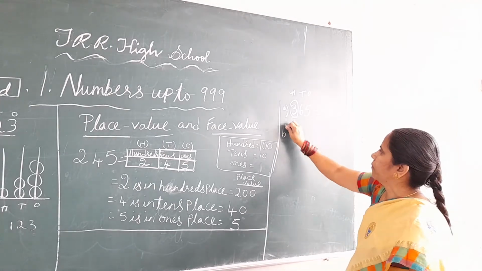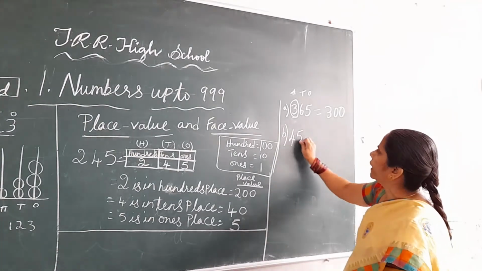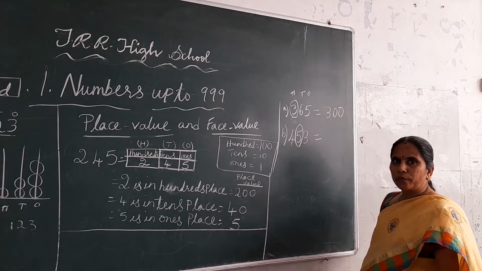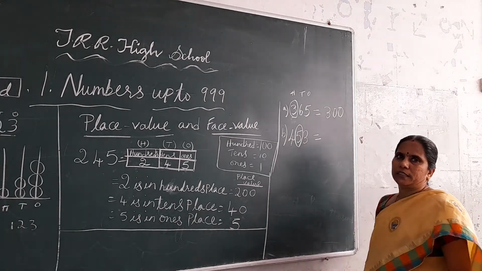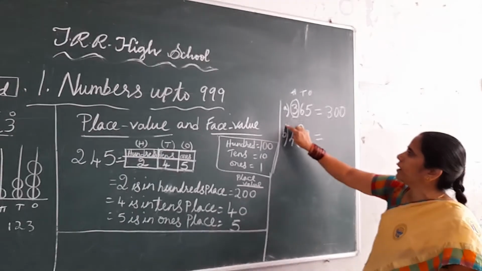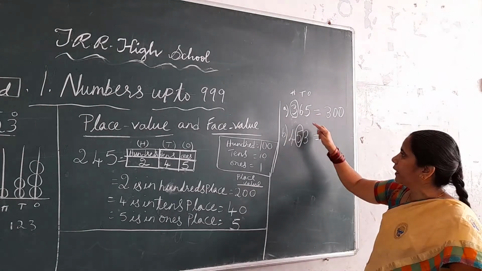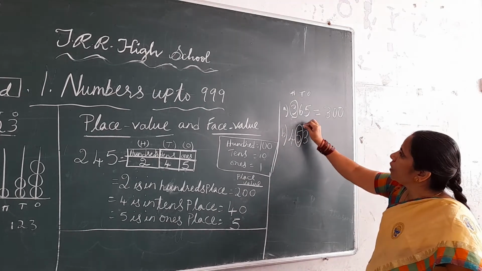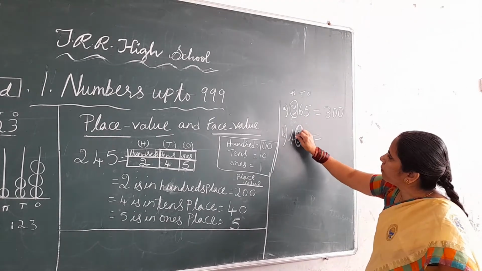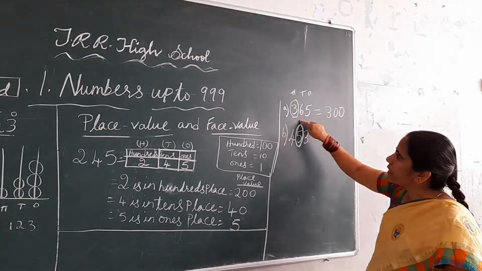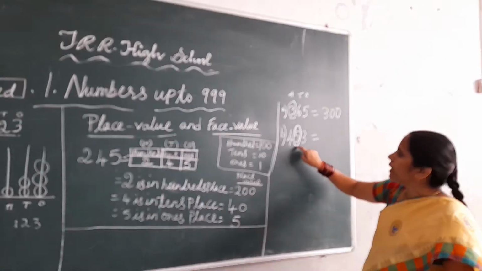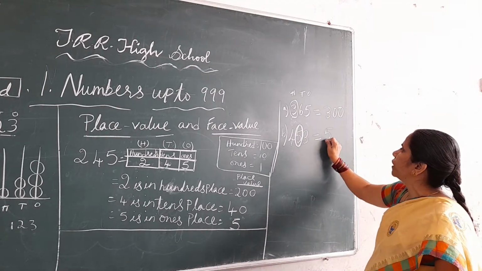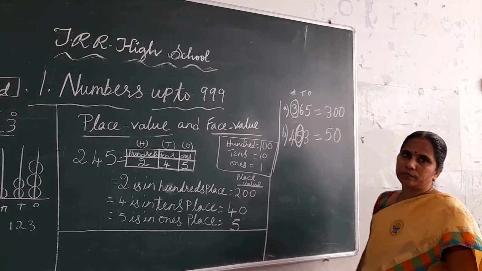Suppose another number. 453. What is the place value of 5? Now 5 is in which place? Come on, I will not write the place value. Say the place value in your mind. Ones, tens and hundreds. What is the place of this? 5 is in the tens place. So what is the place value? Tens place, so the place value is 50.